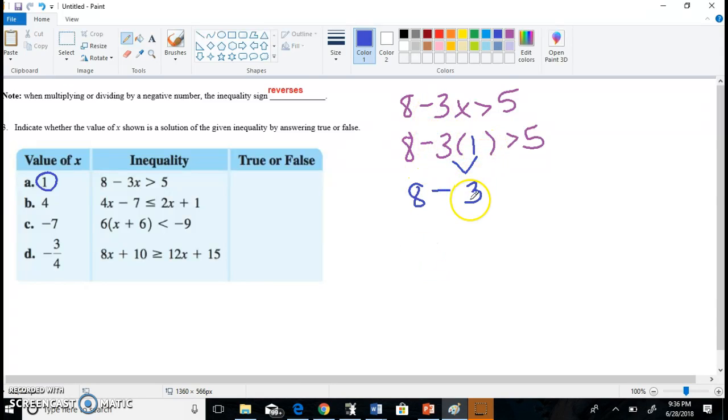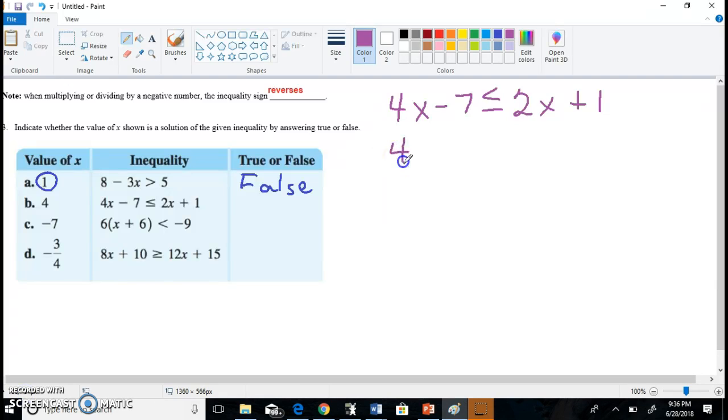So negative 3 times 1 is negative 3. 8 minus 3 is 5. And then you ask yourself, is 5 greater than 5? No. So it is false.